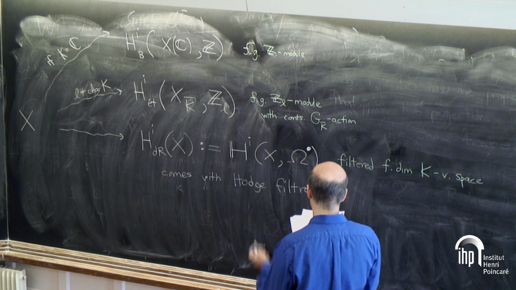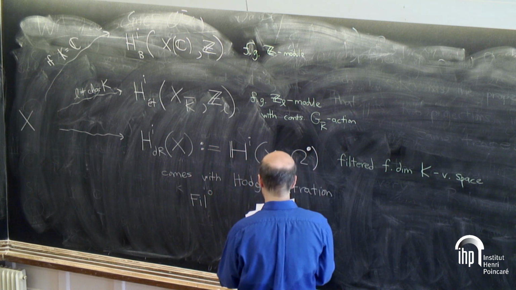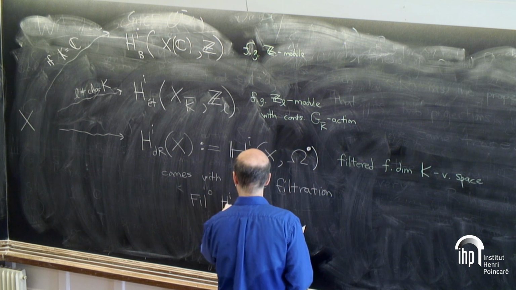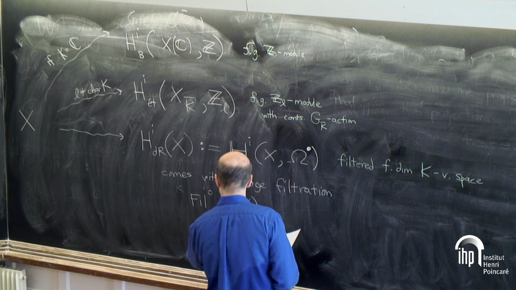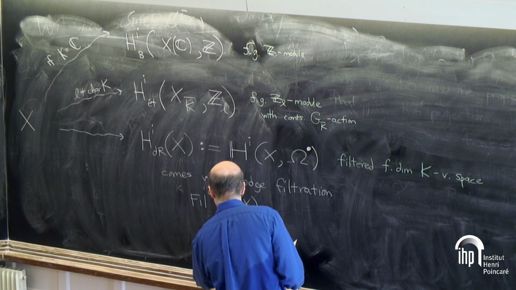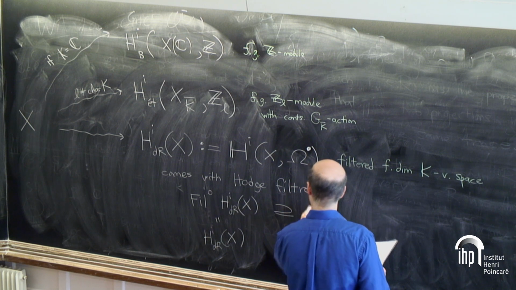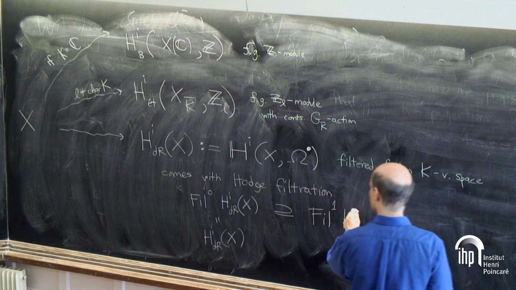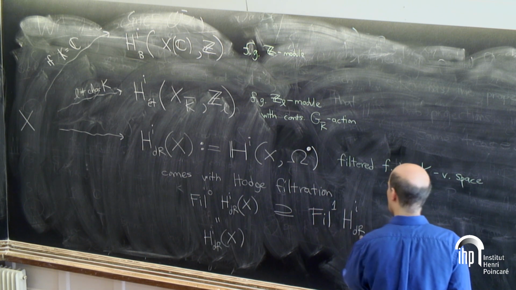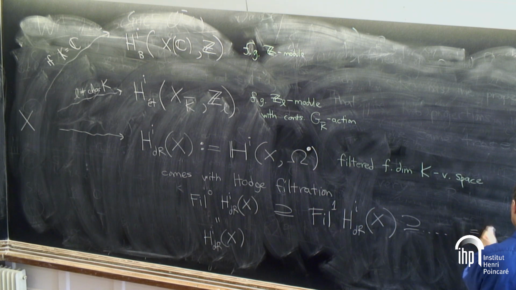It starts with Fil 0, which is the whole space, the big vector space, and then that contains Fil 1 of this, and so on, and eventually gets down to 0. Okay.